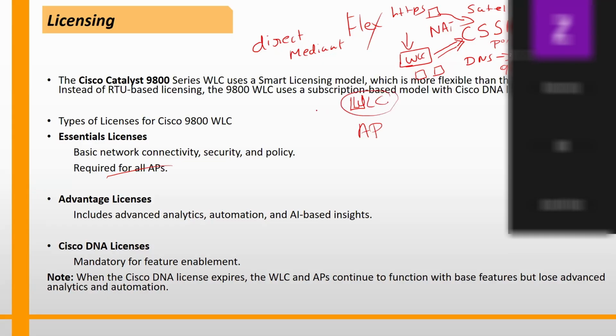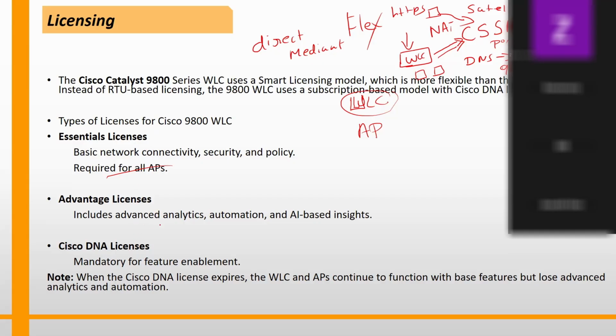Okay. And one more important thing that you need to make a note of is that between the 3504 and 9800, the licensing is not tied to any device, but rather it is on the cloud. Okay, you don't need to install it on the AP or activate anything. It is on the cloud.